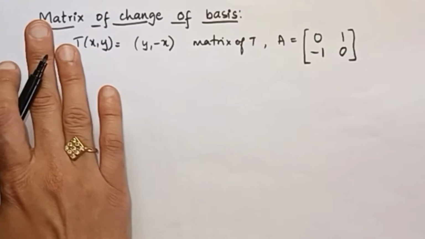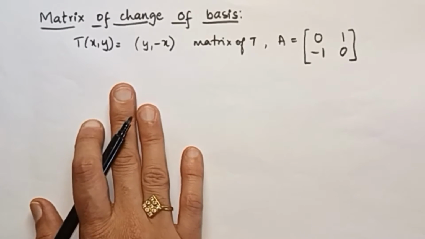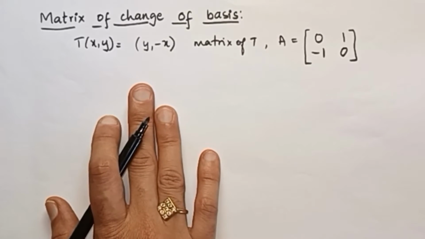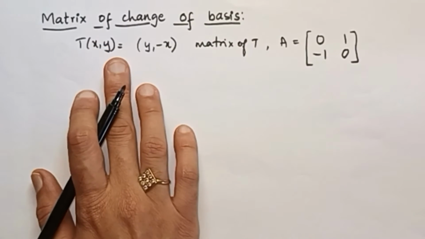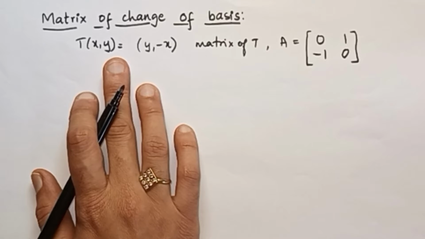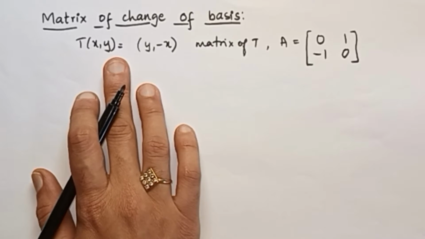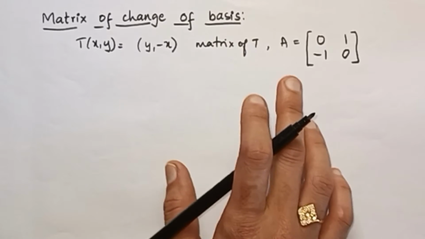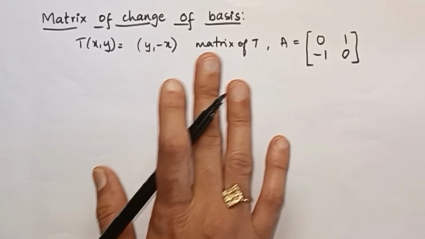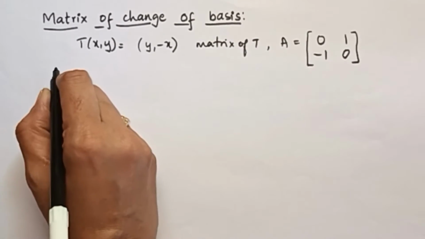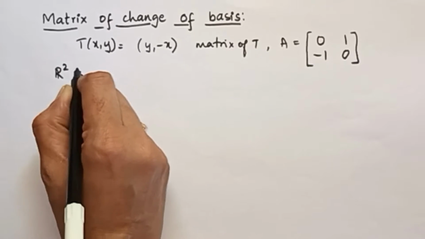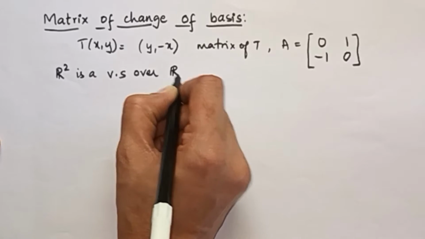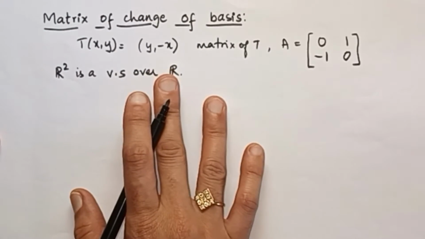Now we want to know about the matrix of change of basis, because when you change the basis, the matrix of the transformation also changes. That you have seen in the previous video. It means when you change the basis, the representation of points in a plane also changes. So R square, you know, is a vector space over the field of reals. R square is the thing, but it is a plane.